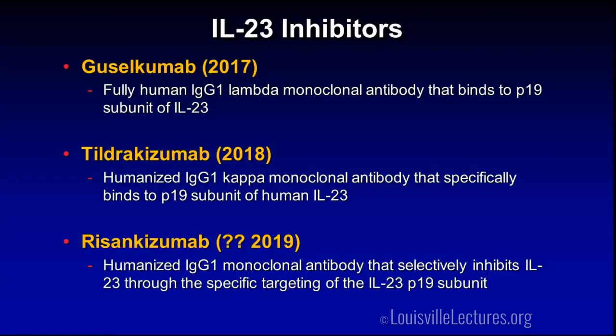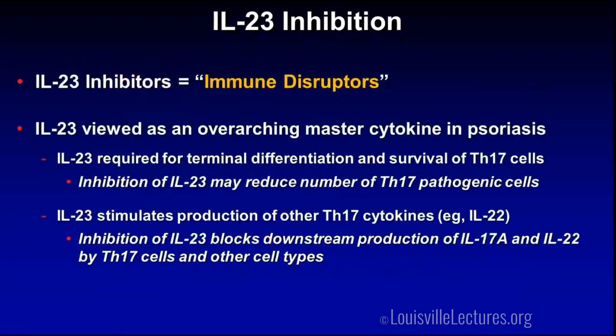Risankizumab, phase 3 trial data has been published. We're expecting this to be approved sometime in 2019. There's a lot of excitement around these medications, and they have been referred to by some experts as immune disruptors, because IL-23 is really viewed as the master pro-inflammatory cytokine in psoriasis. One reason is that it is required for the terminal differentiation as well as survival of Th17 cells, which are thought to be the key pathogenic cells in psoriasis.